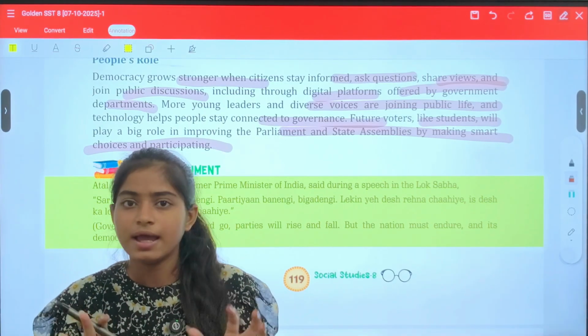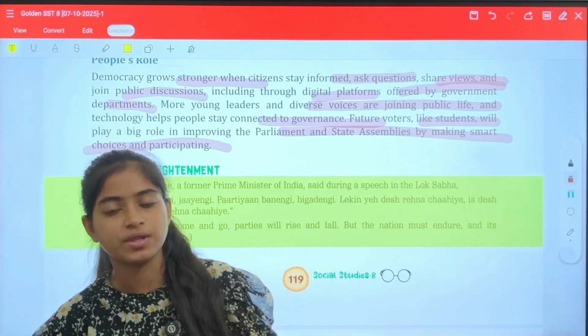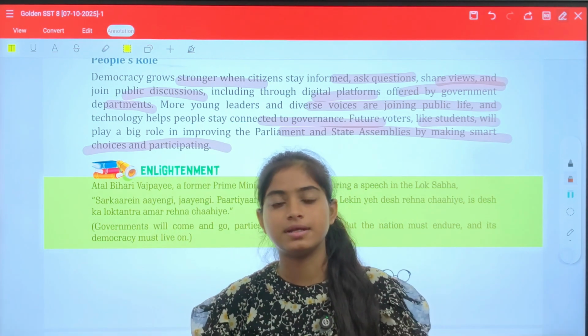So here this important chapter completes, where we have had a brief discussion about the legislature and executive, how they actually work, and a small discussion about the judiciary as well. I hope everything is clear till here.